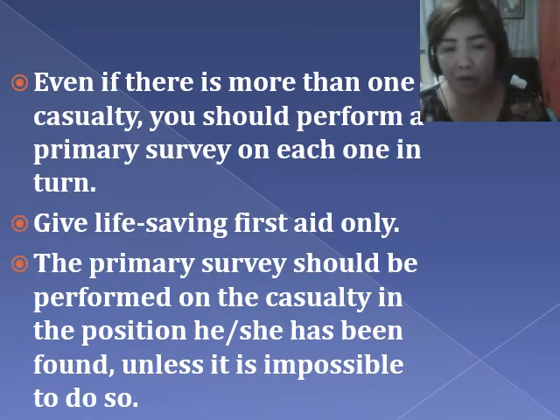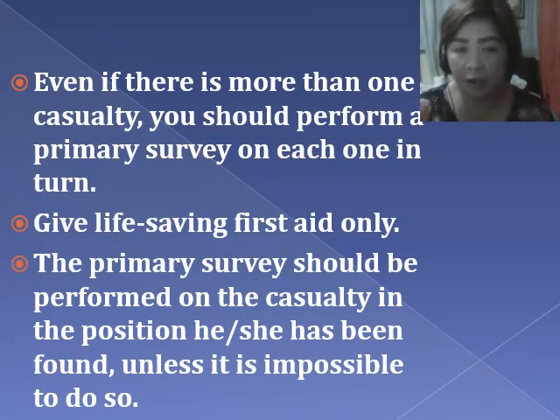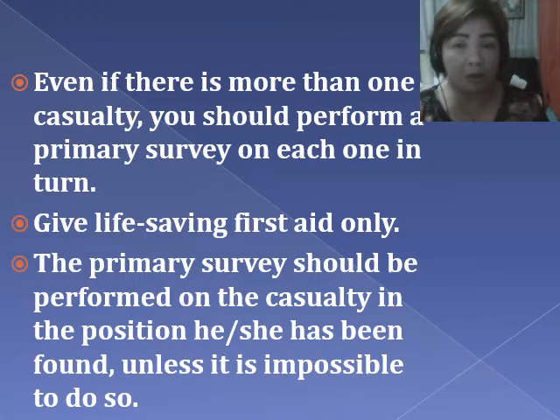Now, the primary survey should be performed on the casualty in the position he or she has been found, unless it is impossible to do so. Meaning, as much as possible, you avoid moving the victim every now and then, because there is a possibility that the spine may have been injured. If you move the patient, this could cause further injury to the victim. So if you could provide first aid in the same position that you found the victim, then you do so.